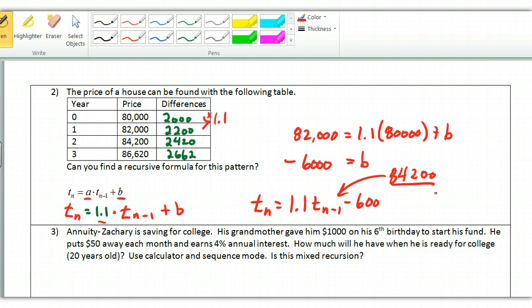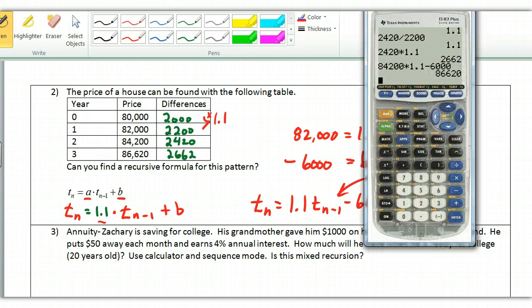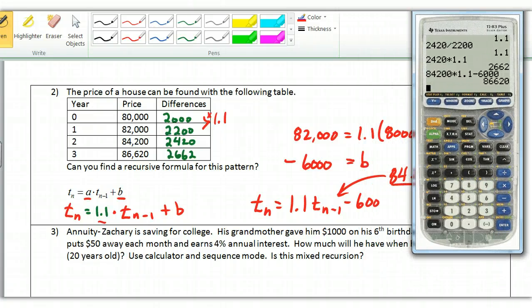Plug it in and see what you get. If we plug this into our calculator here, it looks like we have credible evidence that suggests that this does work. Look at that. I take 84,200 and multiply by 1.1, subtract 6,000, boom. That would be my next term. Oh, this does look like this works.